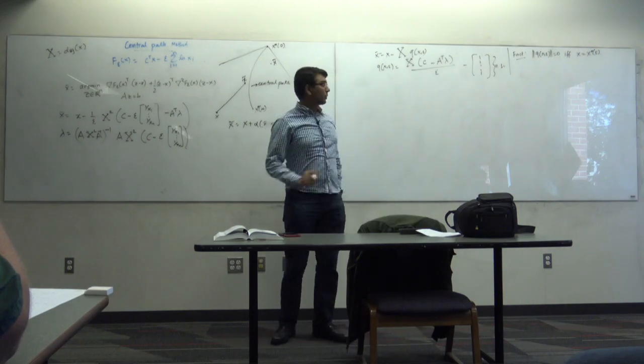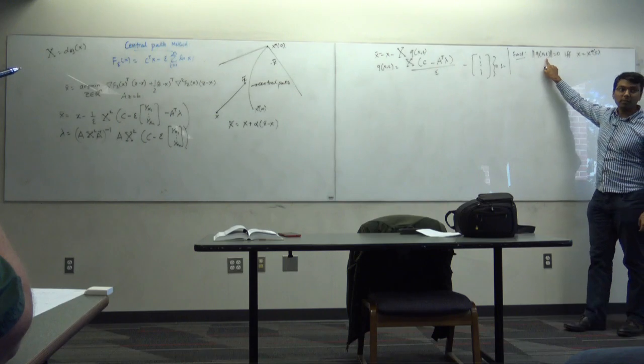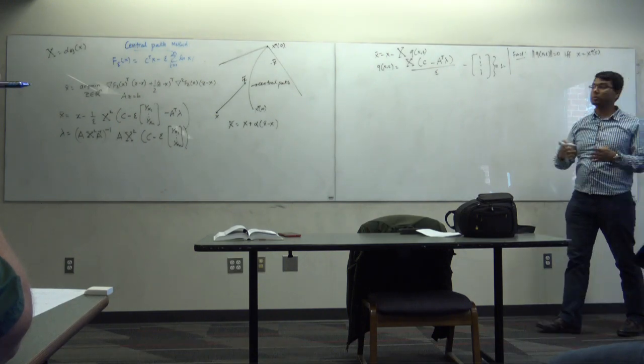So what we are going to do is, even though this is not necessarily a norm, it essentially tells us some information about how far or how close you are to the central path.